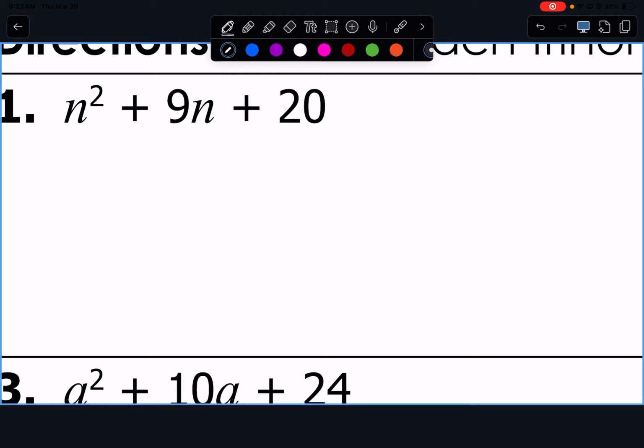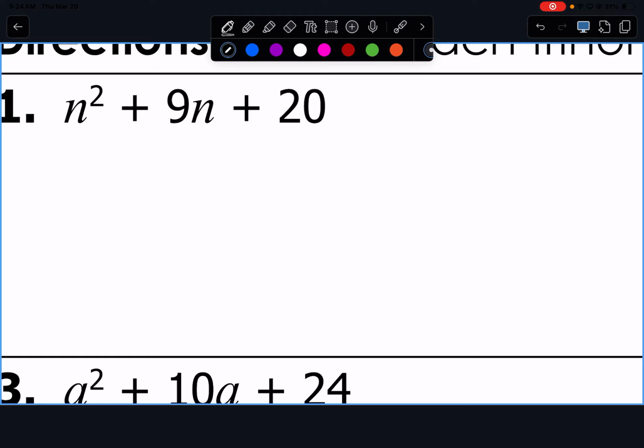What is the GCF of the first two? N. Which will leave us with n plus 5. For the second two, what's the GCF? Which will leave us with n plus 5. Then what part's the same? N plus 5. And what's left over? N plus 4.